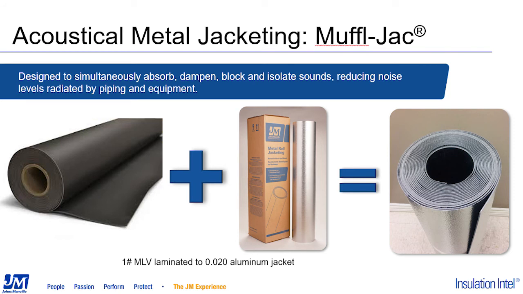The next product we'll talk about is our acoustical metal jacket. This product is called Muffle Jacket. It's sold in rolls. It's a thicker 0.020-inch thick aluminum jacketing laminated to a 1-pound mass-loaded vinyl layer. This adds a lot of mass to the outside surface of the insulation system, which helps absorb, dampen, and block sounds, which reduces the noise emanating from insulated pipe, tanks, and equipment.